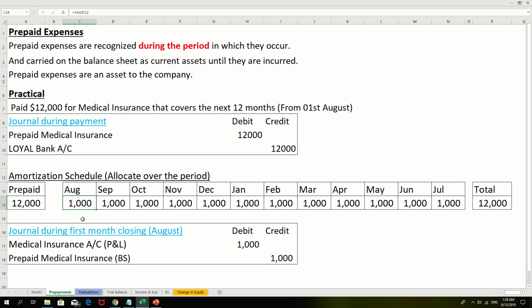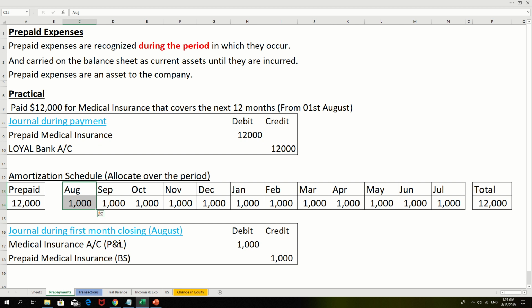We have to debit the concerned expense at the end of August. So debit medical insurance, debit the expense. As we are booking the expense, we have incurred medical insurance expenses of 1,000 in this month. So debit medical insurance and credit the prepaid medical insurance which you have debited earlier. Credit the medical insurance. This is the first entry in August.